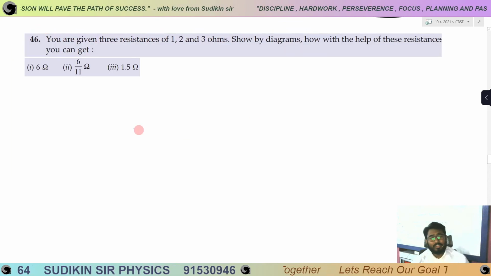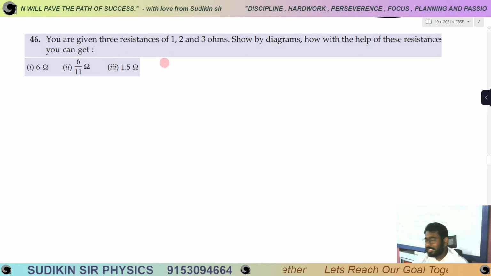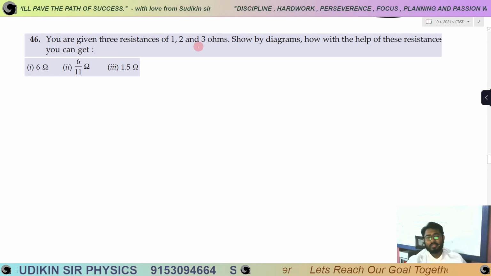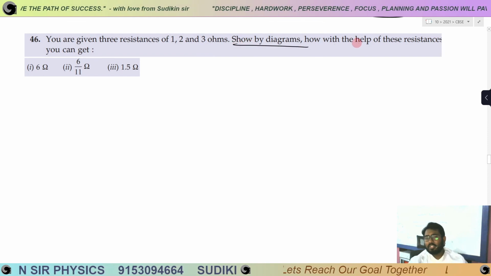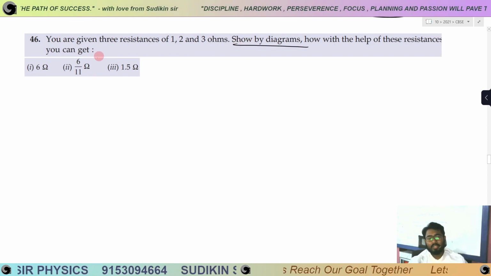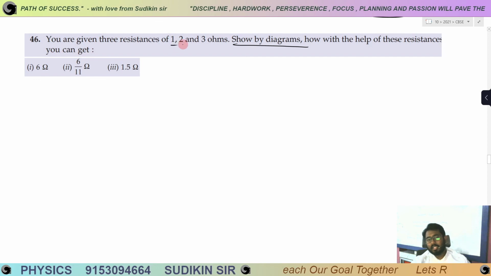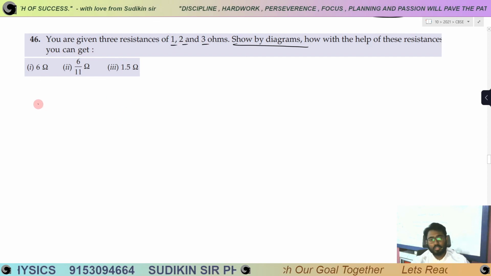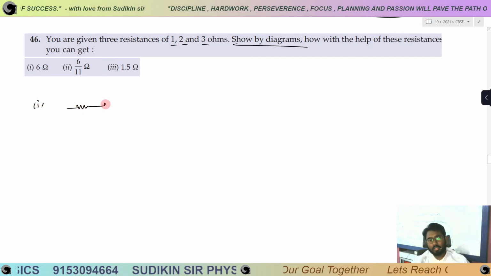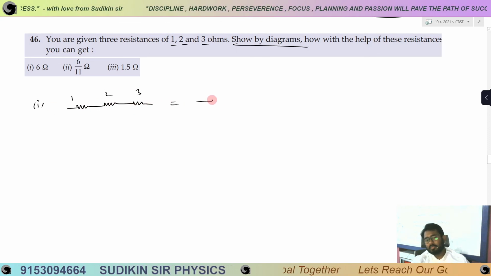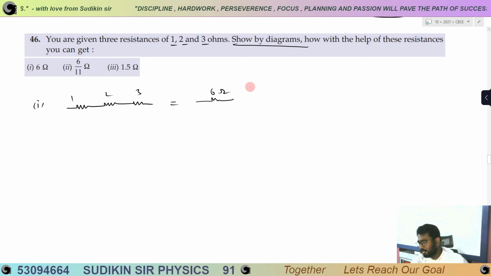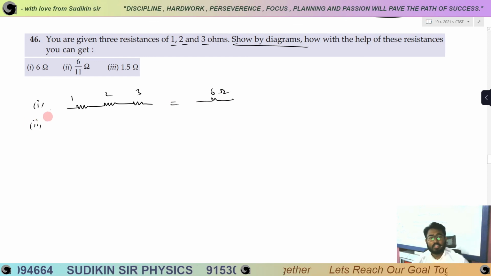Okay, chalo. So you are given 3 resistances, 1, 2 and 3 ohm. Now, show by diagrams how with the help of these resistances you can get 6 ohm. See, can I connect all 3 in series? So if I connect all 3 in series, this is 1, this is 2 and this is 3. So series resistance will be simply 6 ohm, right? It's very easy.